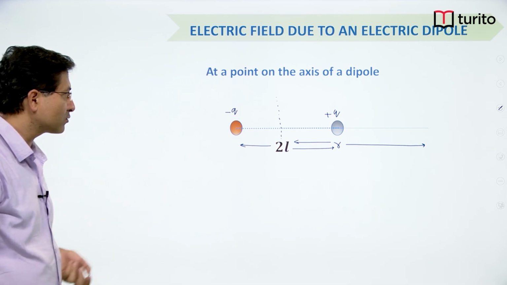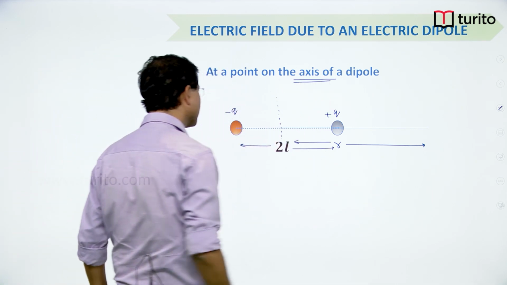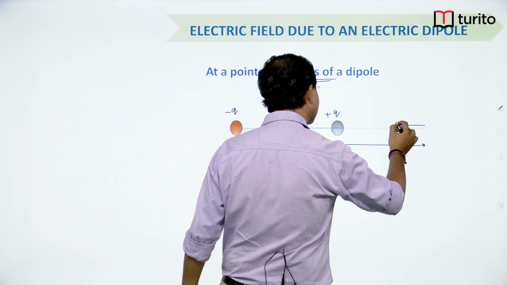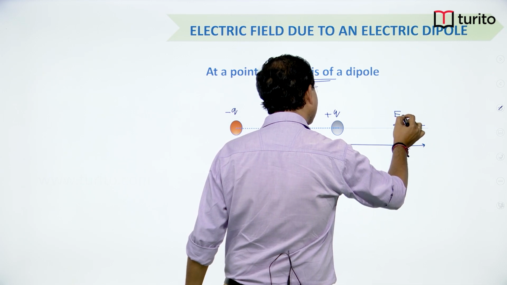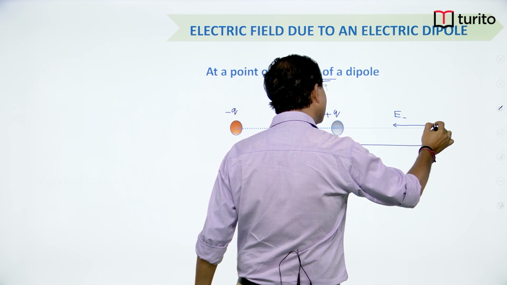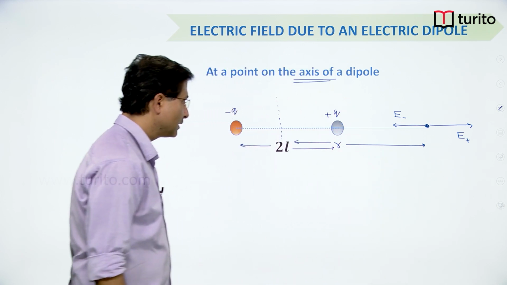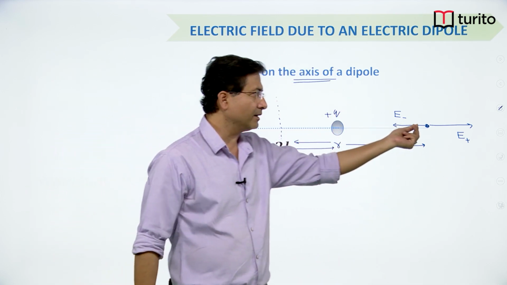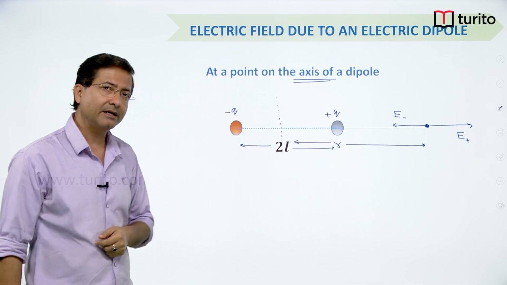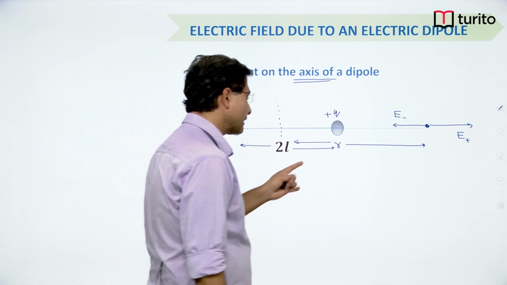So at any point outside the dipole, especially on the axis, this negative charge will produce a field in this direction, and this positive charge will produce a field in this direction. As this positive charge is nearer to this point, it will produce more field as compared to the field produced by this negative charge, right. So both are producing fields in opposite directions.